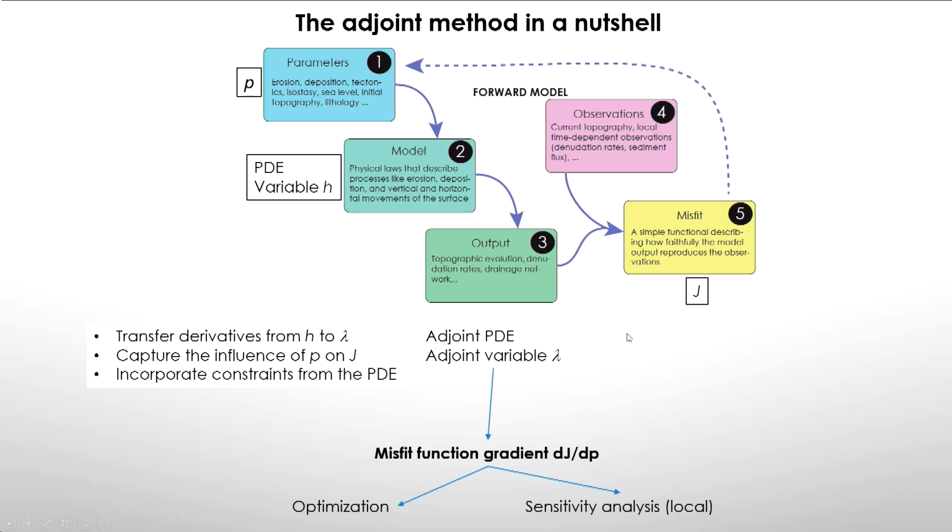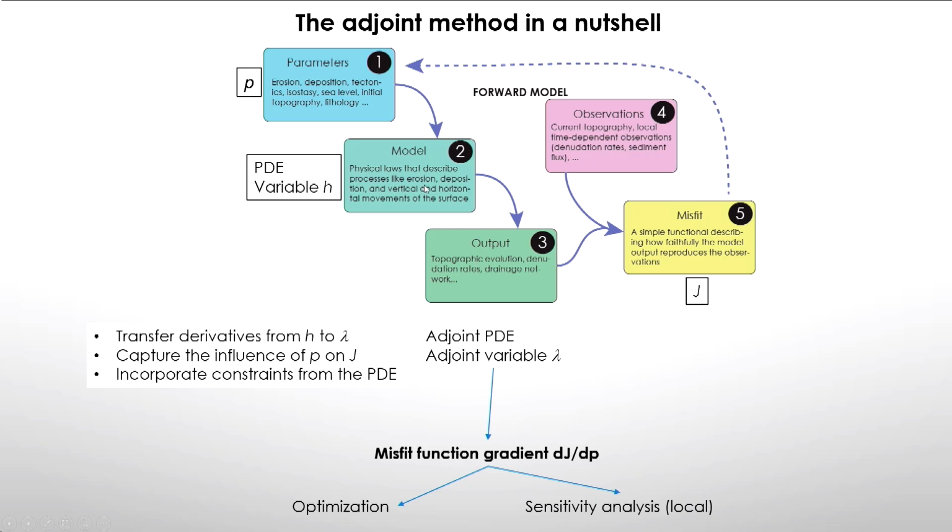So in a nutshell, the adjoint method is, in fact, once you have defined an equation that describes your forward model with a variable of interest, here the altitude, you can define also an adjoint equation, which is applied to an adjoint variable. And the interest is that this adjoint variable incorporates both the constraints that you have on your equation, because you need to fulfill this constraint, and also the information on the variation of your misfit function with respect to your model parameters.